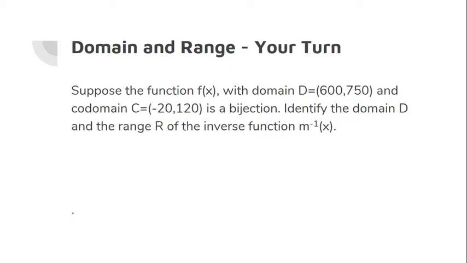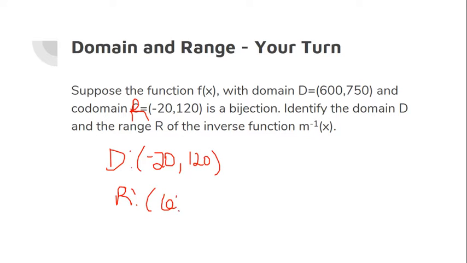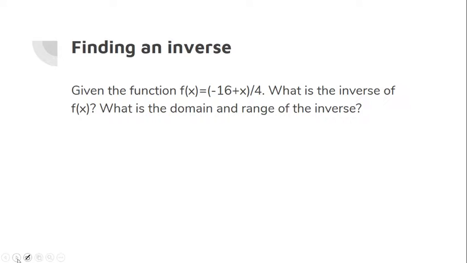Alright, so now that you have had some time to do this, let's go ahead and solve it. Again, this is a bijection, so that is our range. The domain of our inverse function is the range of our normal function, so negative 21, 20. And the range is what our domain was of our original, so 600, 750. Hopefully you got that right. It's pretty simple. Just switch them.